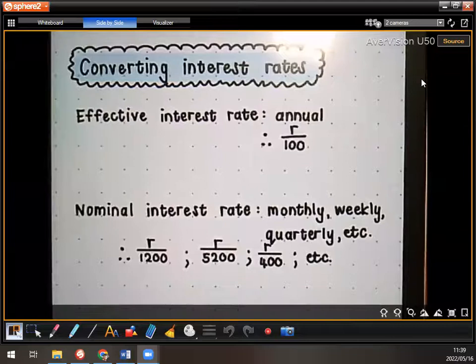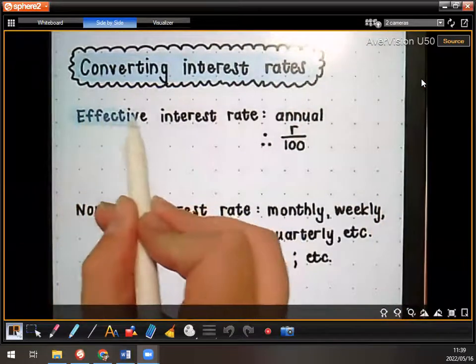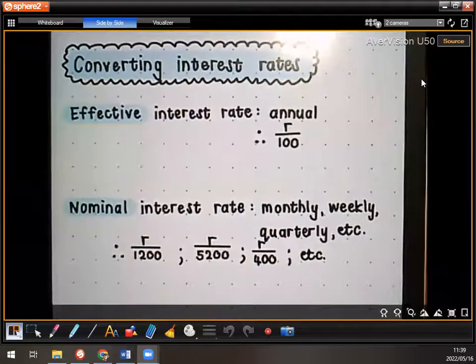Right, converting interest rates, you just need to know that terminology. So just write that first part down. We're talking about effective interest rate and nominal interest rate. If we're talking about effective, if we're talking about nominal, you need to know what they are actually referring to. That's some more terminology that you need to know.